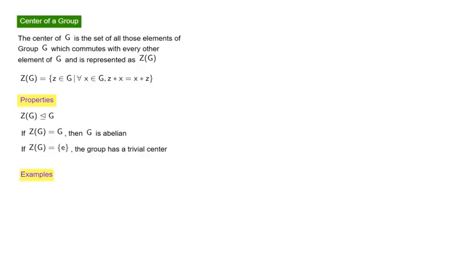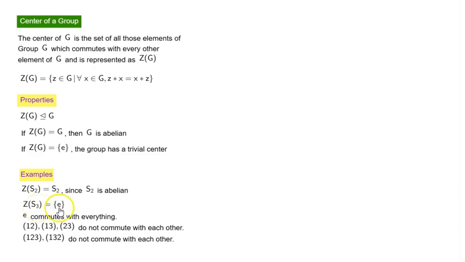Let's look at some examples. Z(S2) is equal to S2 since S2 is abelian. Z(S3) is equal to only e because e commutes with everything. The two-cycle transpositions do not commute with each other. So (1 2)(1 3) is not equal to (1 3)(1 2). Similarly, the three-cycle permutations (1 2 3) and (1 3 2) do not commute with each other.